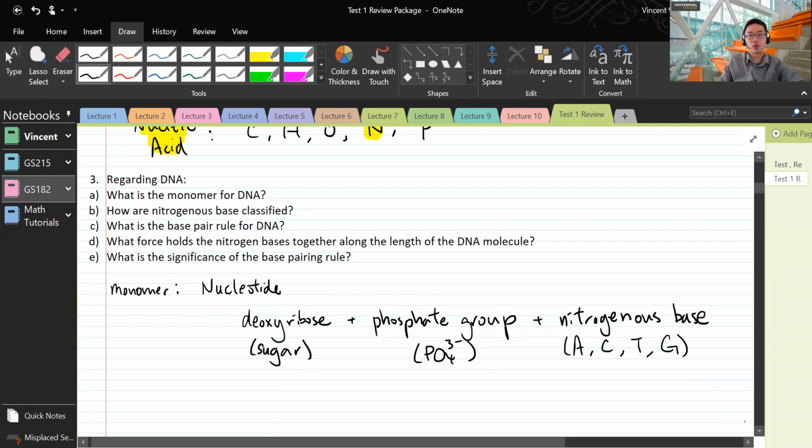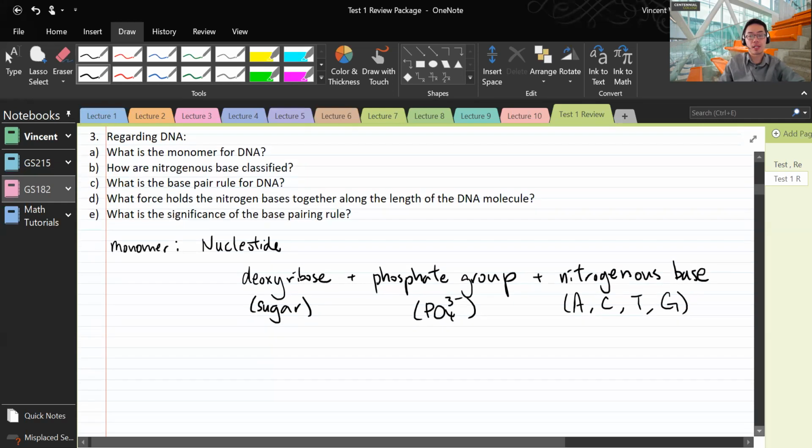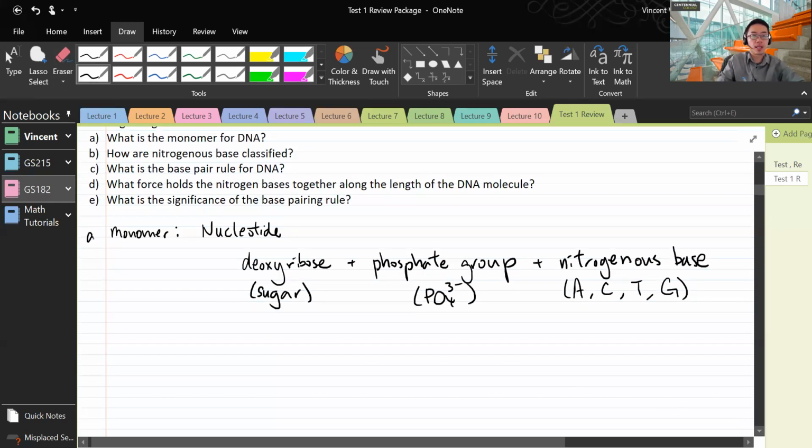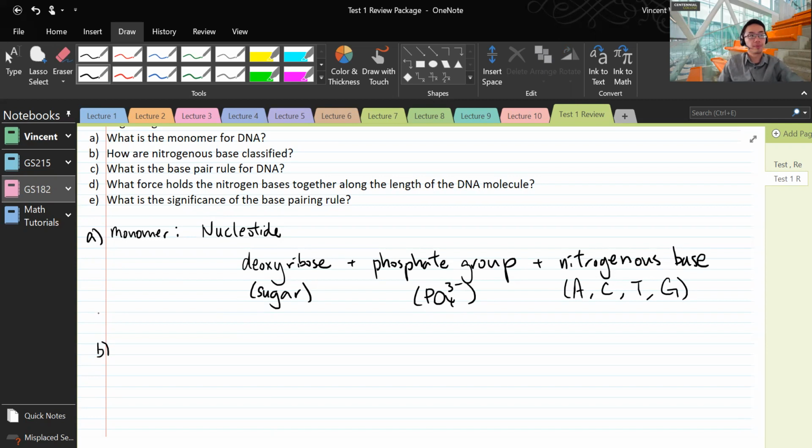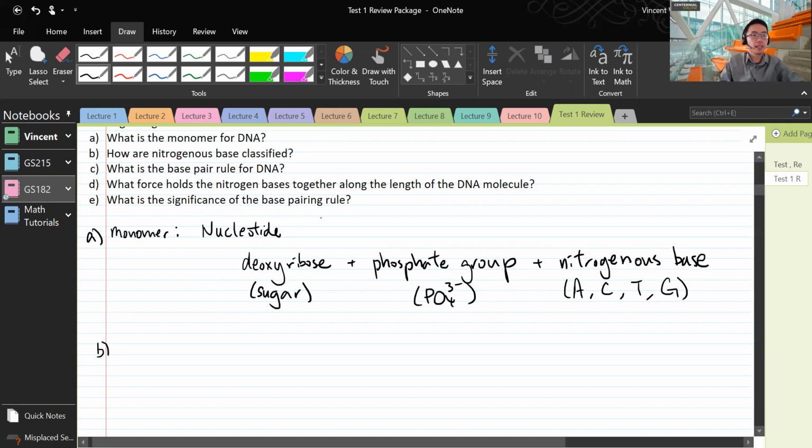How are the nitrogenous bases classified? What are the 2 categories of nitrogenous base? Anybody know what I'm talking about here? Nitrogenous base can either be, that's correct, Adriana said pyrimidines. Pyrimidines or purines, right? You should know which one is which.